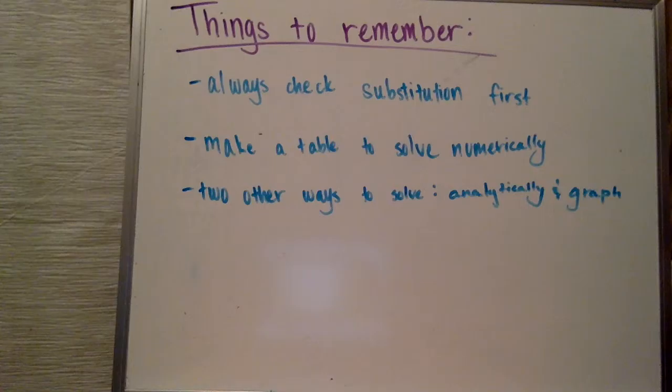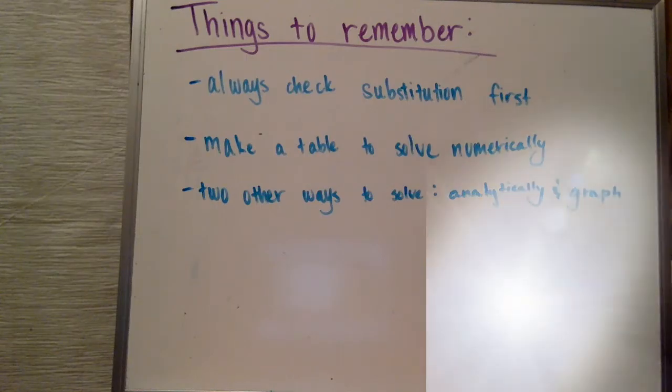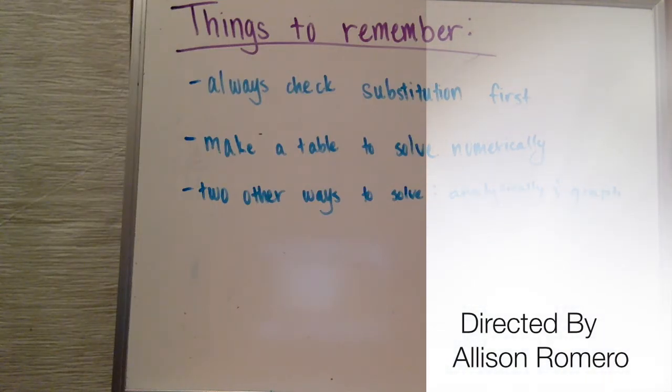The second thing is make a table to solve numerically because there's no other way to solve numerically, and you can't just put undefined or you'll get it wrong. And the third thing I wanted to remind you of is there are two other ways to solve, which are analytically and graphing. So if you make a graph, you can see where it's leading up to, but sometimes it's easier to just make a table. And analytically, it doesn't always work unless you make a table. So once again, you're just going to have to feel the problem out and see what works best, in which case, if you get an undefined, you're going to want to make a table to make sure it works.